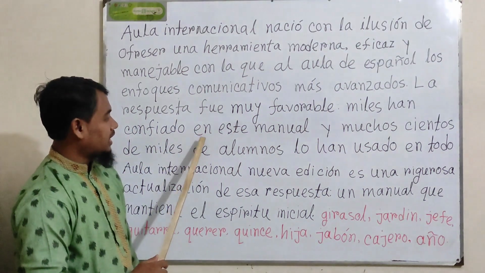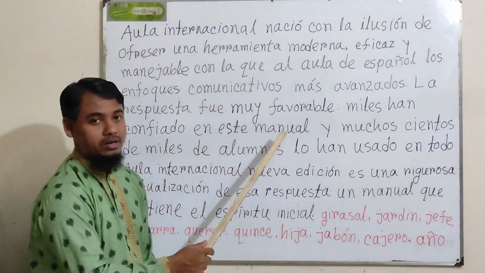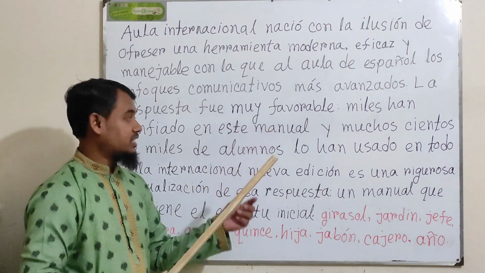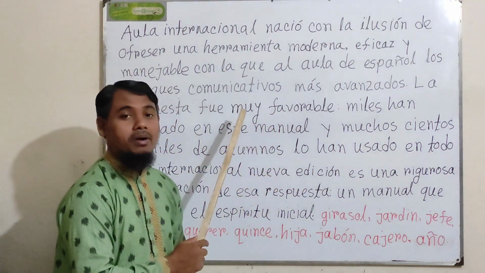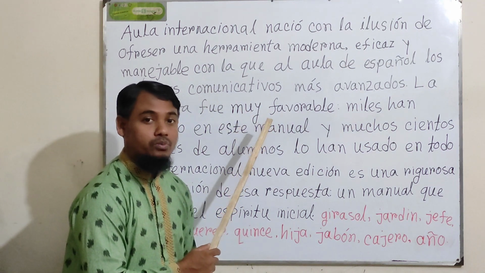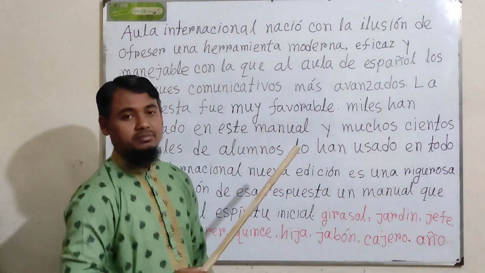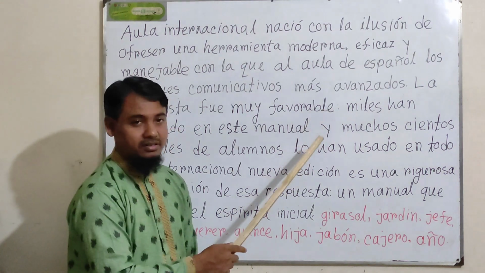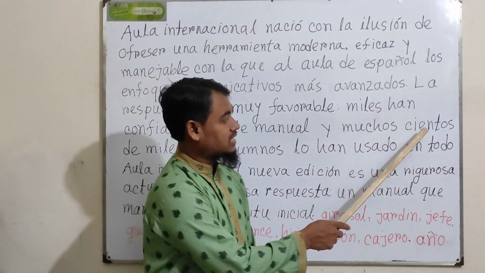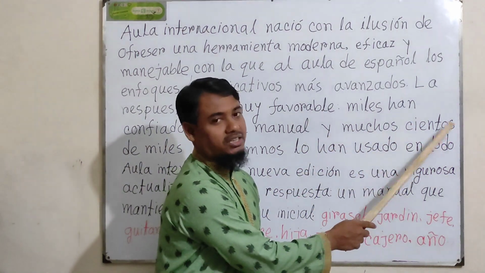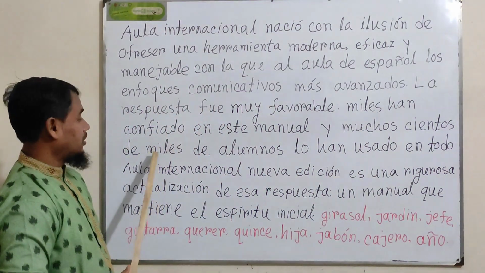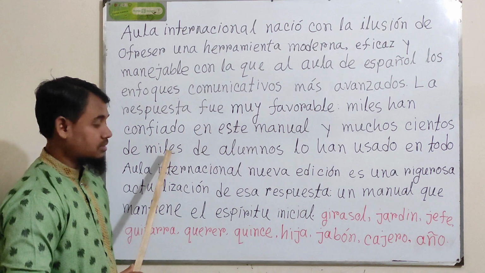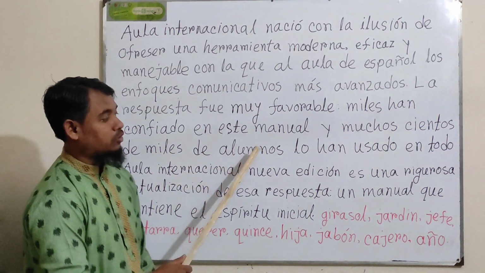Confiado en este manual. Manual. In English it is manual. Manual. But in Spanish it is manual. Manual. E, that means and, it's a conjunction. Muchos cientos. Cientos. De miles. Again, not miles. Miles. De alumnos.